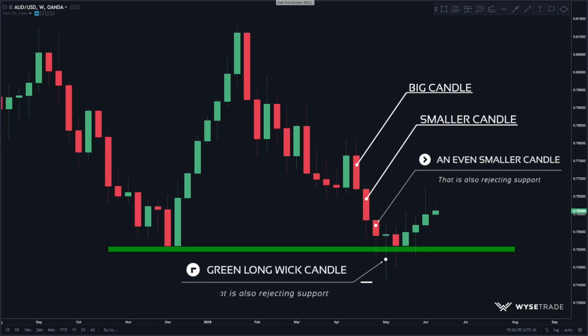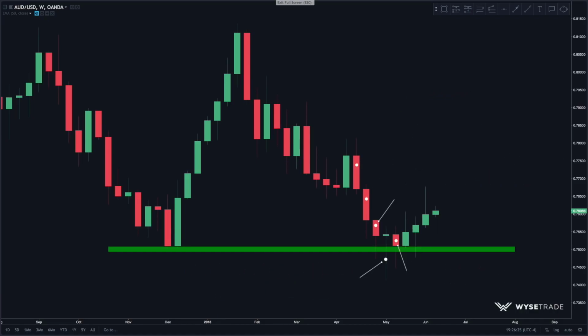And then we have this beautiful green long wick candle rejecting support. And then followed by another great inside bar candle rejecting support as well. And as you can see, price bounced upwards, which would have presented a great trade opportunity through the intraday timeframes.